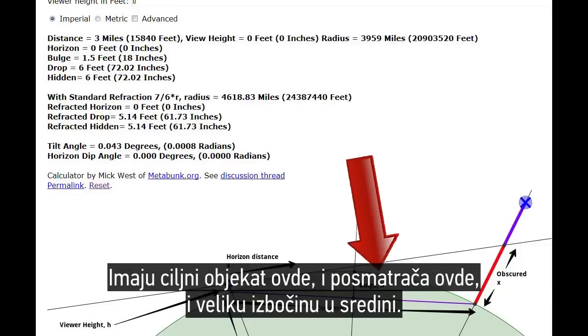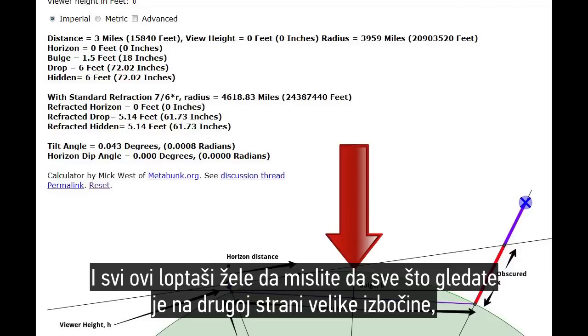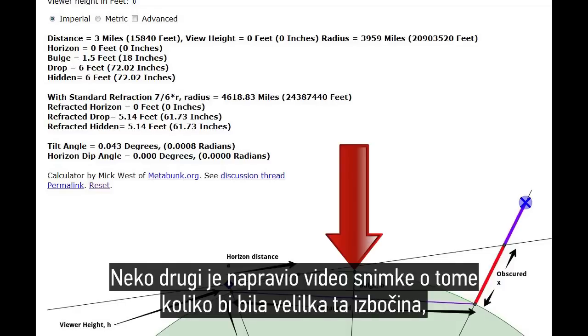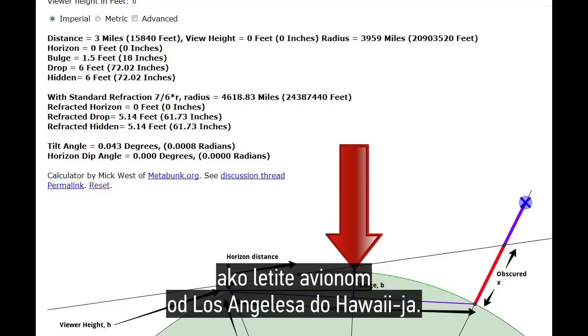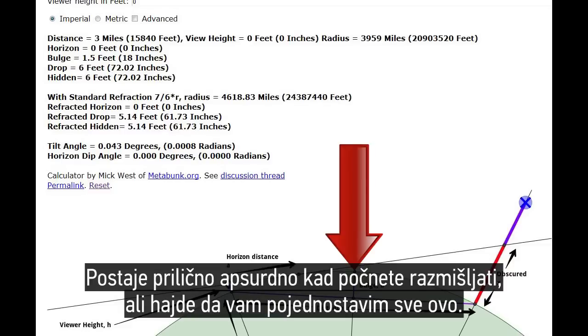Okay, they got this target over here, and the observer over here, and this big bulge in the middle. And that's what all these ballers would have you believe, is that everything you're looking at is on the other side of a big bulge. You're going to have to walk or drive or swim or take a boat or fly over to get to. And somebody else has done videos on how big that bulge would be if you're flying from like Los Angeles to Hawaii. I mean, it gets quite absurd when you start putting it into these terms.